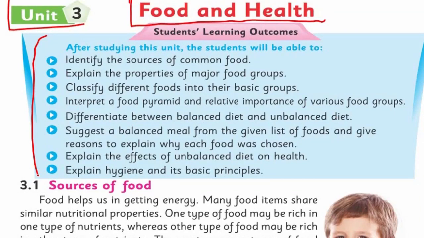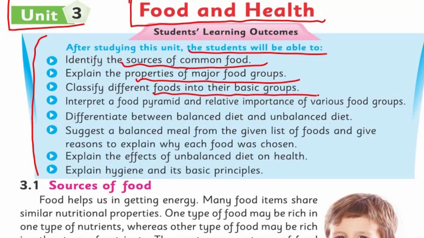After studying this unit, the students will be able to identify the sources of common food, explain the properties of major food groups, classify different foods into their basic groups. Foods are different and their groups are different. Interpret a food pyramid and relative importance of various food groups.